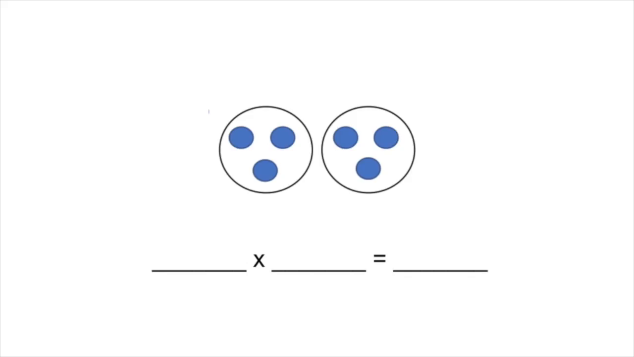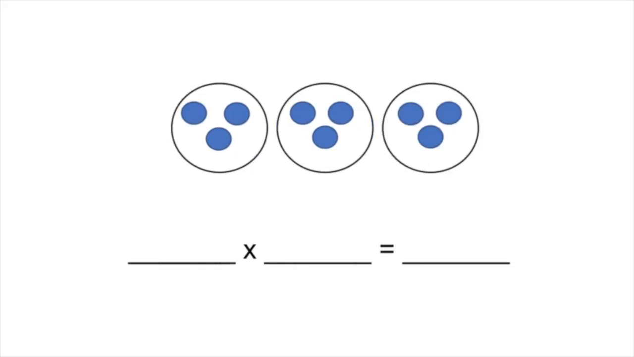Here you will see equal groups. We have 1, 2 equal groups, so our first factor is 2. In each group, there are 1, 2, 3 counters, so our second factor is 3. So we have 2 times 3. Count up all your counters, so you have 1, 2, 3, 4, 5, 6. Your product is 6. 2 times 3 equals 6.